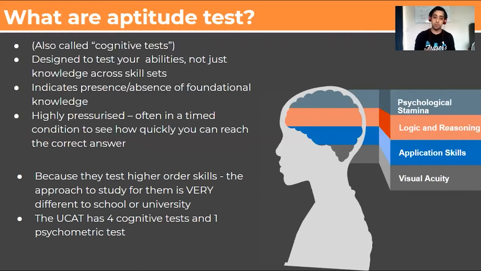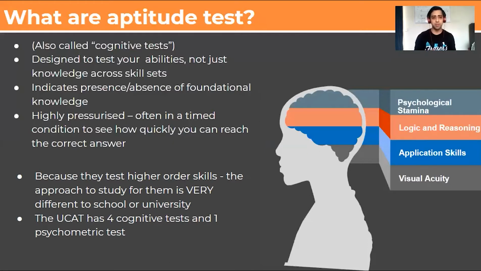Now, the UCAT specifically has 4 cognitive tests in it and 1 psychometric test. And a psychometric test sort of tests your psychosocial skills, how you would react in certain situations or how you should react in certain situations, right? So that's a lot of information that I've given to you.